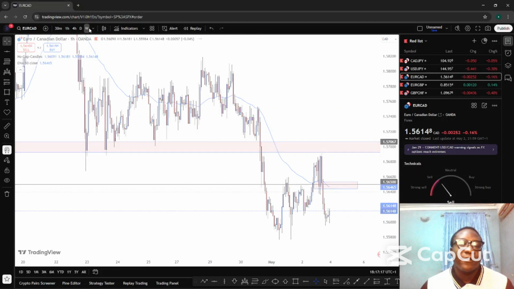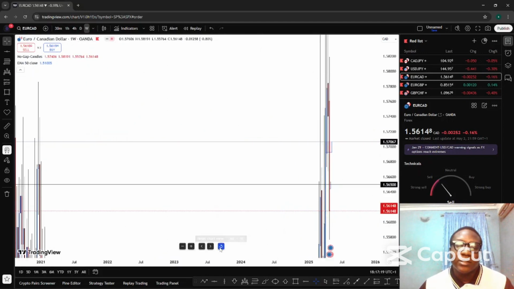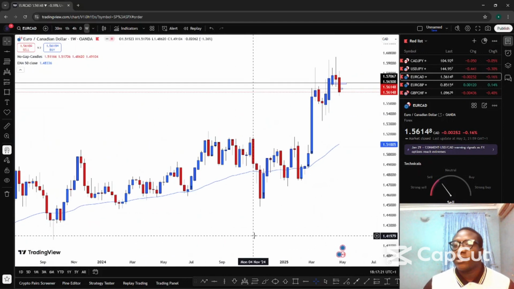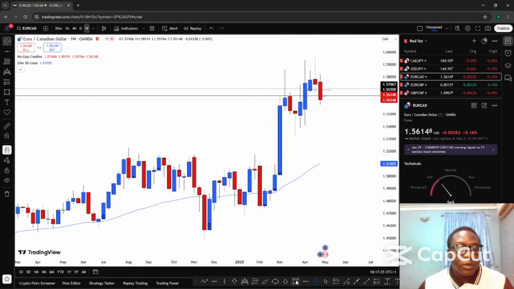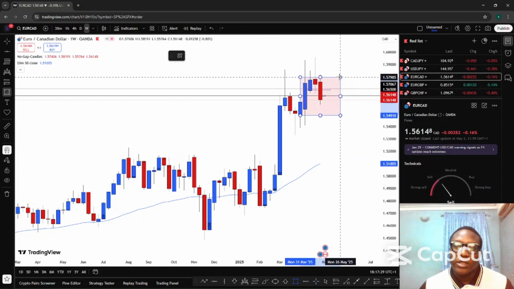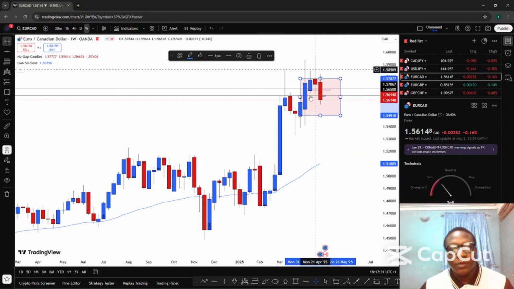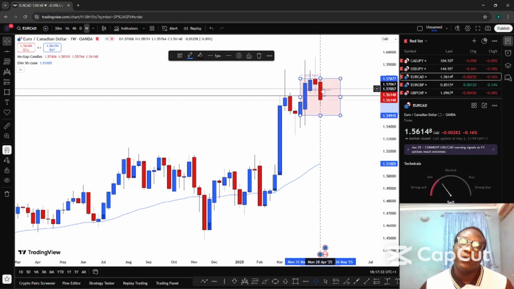EURUSD on the weekly time frame. You can see this week we have so many counter trend trades. On the weekly time frame from EURUSD, I see the market is currently bullish because the market has not closed above or below this previous market swing.